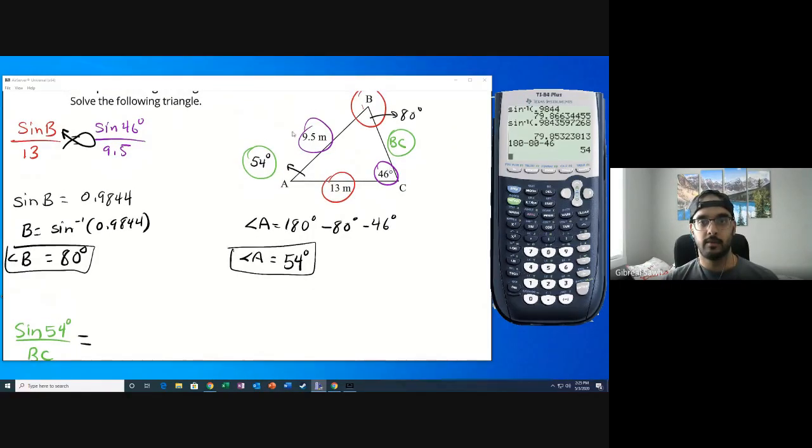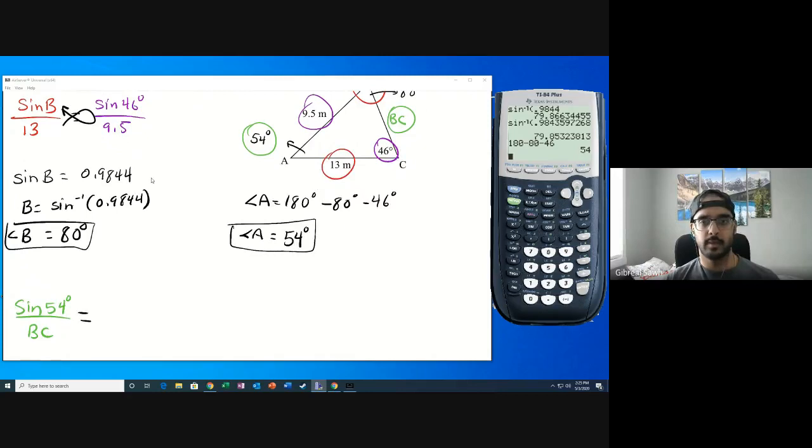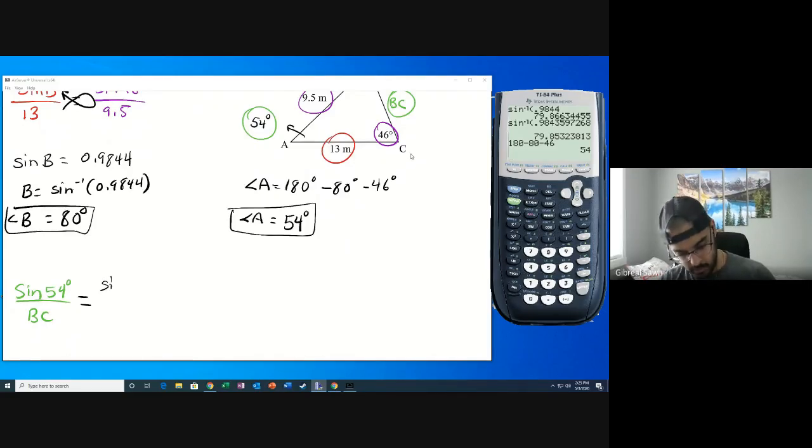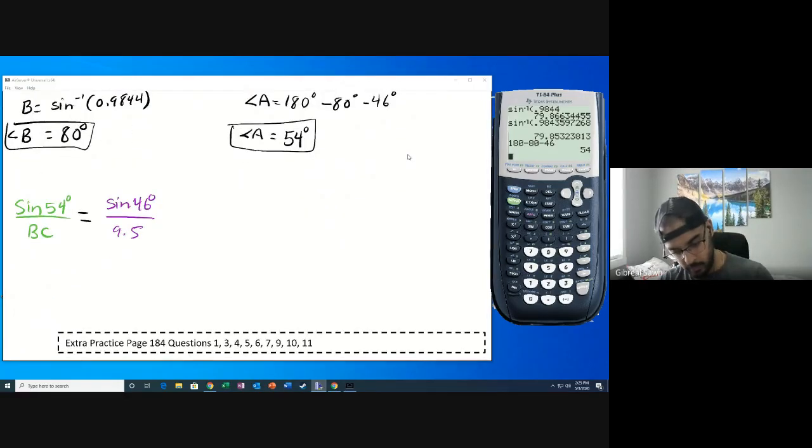Now I know it's kind of impossible here to use something that you were given to find everything. So just be very careful when you're going to do these. Take your time because there's so many steps here. I'm just going to try to use the information provided. So I'm going to use sine 46 over 9.5. And we'll go find out what BC is.